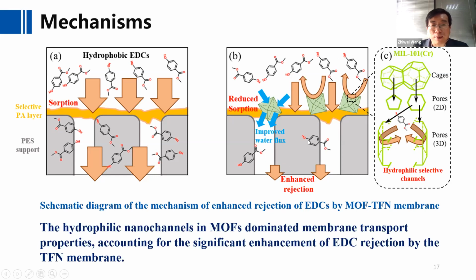For our modified membrane here, we incorporated the MOF particles into the PA active layer. So there were water channels in the MOF particles. Also, the nanochannels are hydrophilic. However, the EDCs are hydrophobic. So during the transport of water through the nanochannels during membrane filtration, the hydrophobic EDCs will be rejected. So it will induce the increase of the rejection ratio of the hydrophobic EDCs.